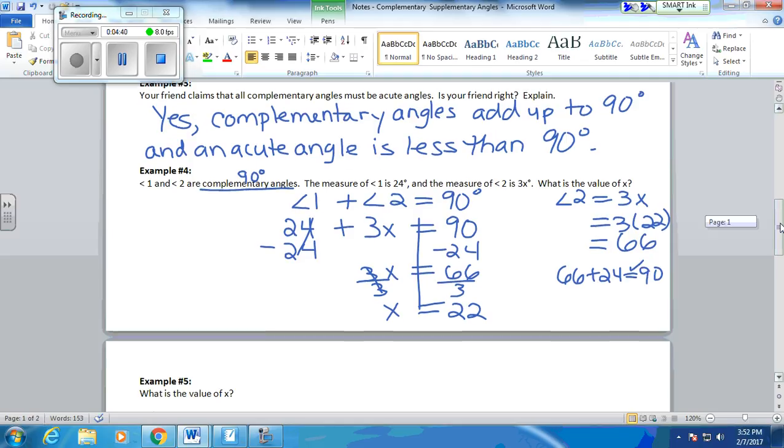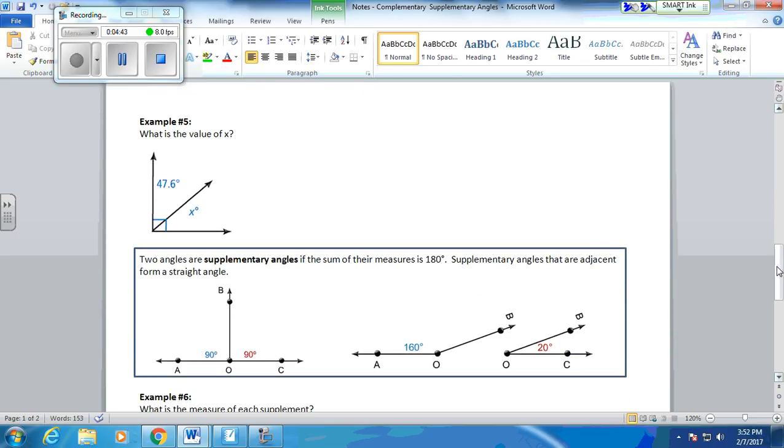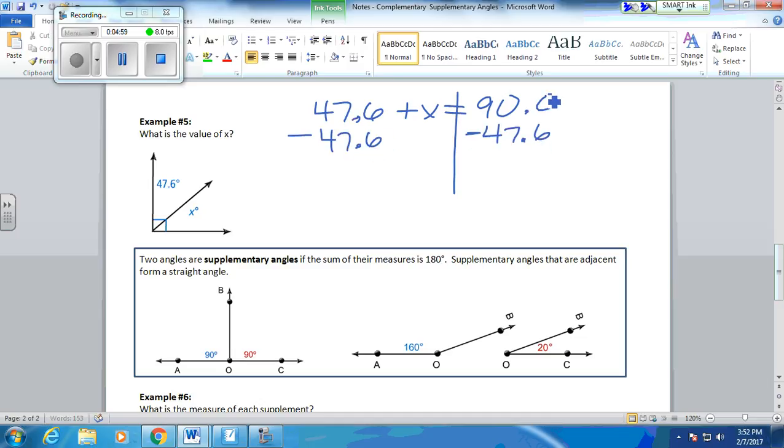So number 5, very similar, but this time they did give us a diagram, and they're telling us that it is a right angle. So if I have 47 and 6/10 plus x, that's going to be equal to 90. I will subtract 47 and 6/10. Need to add the decimal there. You're left with x equals 42 and 4/10. And since that one does have a degree on the x, you can add a degree on your answer.